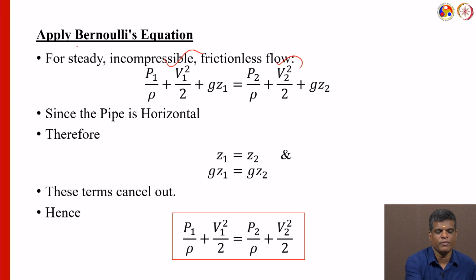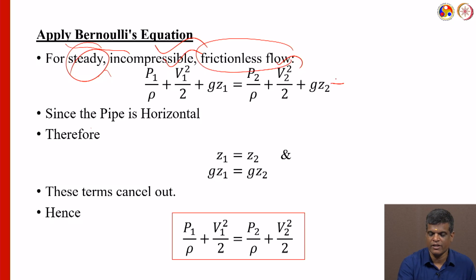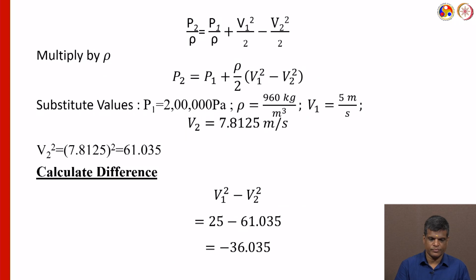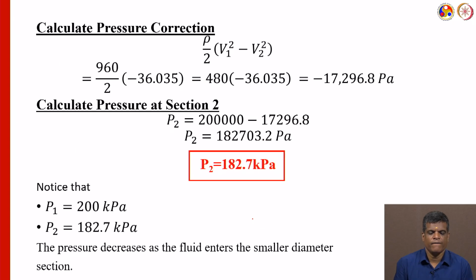Now you have to use the Bernoulli equation for steady, incompressible fluids with frictionless flow. If friction is there, we have to add an HF here. Since the pipe is horizontal, automatically Z1 and Z2 both are 0. Then we modify this equation like this, because the pipe is horizontal, so the potential energy is automatically 0. After modification, we know the value of P1, and V1 and V2 we know.